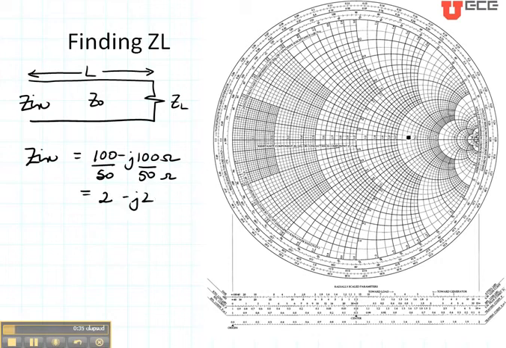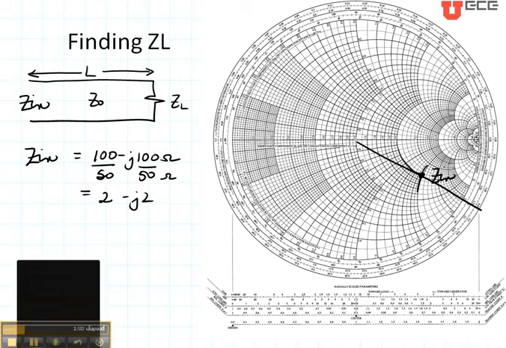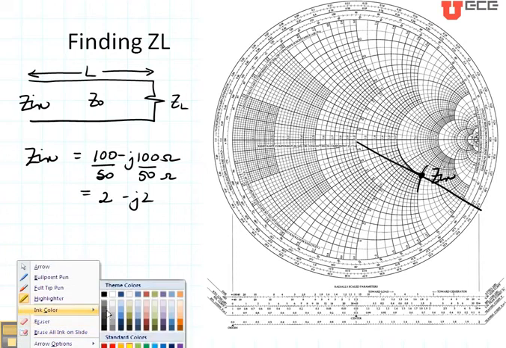Let's plot it. Real part of 2, imaginary part is negative, it's below the central axis. Right there is my point Zn. Now since we're going to be going a distance L, rotation, I'm going to do the same thing I did before and draw a straight line from the center through my point out to my outer axis. But this time, instead of going towards the generator, I'm going to be going towards the load.